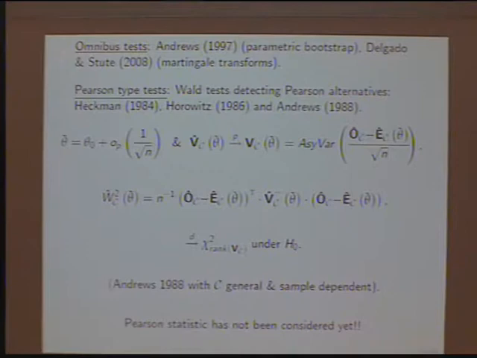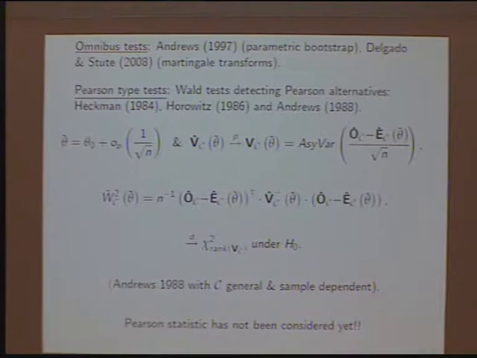Of course, in the literature, we have some omnibus test proposed by Andrews in 1997, and also I have a paper with Winfried where we propose a pivotal test using some Khmaladze transforms. And of course the Andrews test with estimated parameters must be implemented using some parametric bootstrap. It's necessary to approximate the critical values using bootstrap.